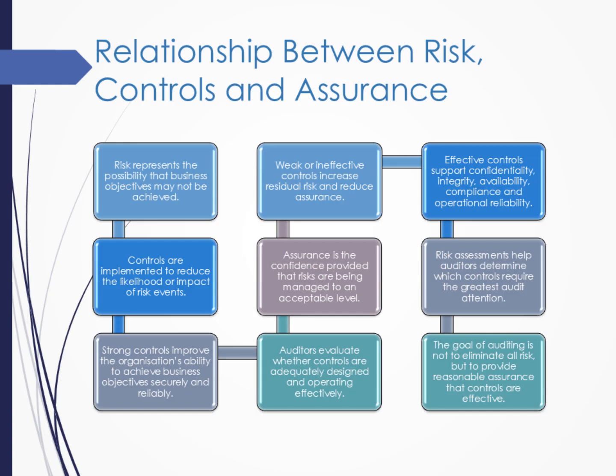Assurance is the confidence provided to management and stakeholders that risks are being managed to an acceptable level. Auditors contribute to this assurance by evaluating whether controls are properly designed, implemented, and operating effectively. However, weak or ineffective controls increase residual risk and reduce the level of assurance available to management. This is why auditors use risk assessments to determine which systems, processes, and controls require the greatest audit attention. Ultimately, the goal of auditing is not to eliminate all risk, but to provide reasonable assurance that controls are functioning effectively and that organizational risks are being managed appropriately.